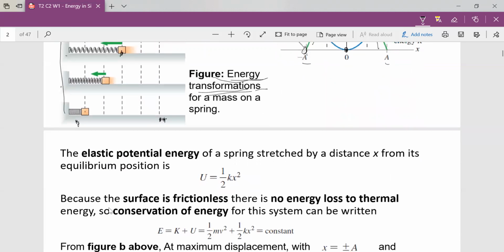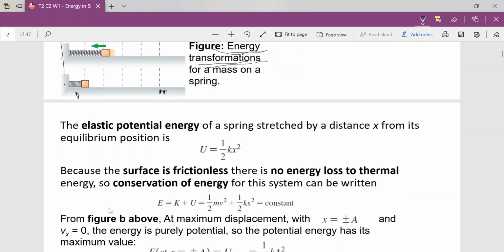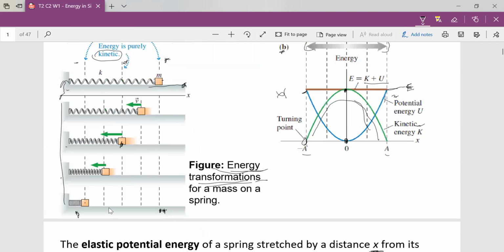Now we see the elastic potential energy, which is the potential energy of that spring when it was stretched at a distance x from its equilibrium position. That is, we mean when it was stretched, this is the equilibrium position. Either it compresses or it stretches out, okay?